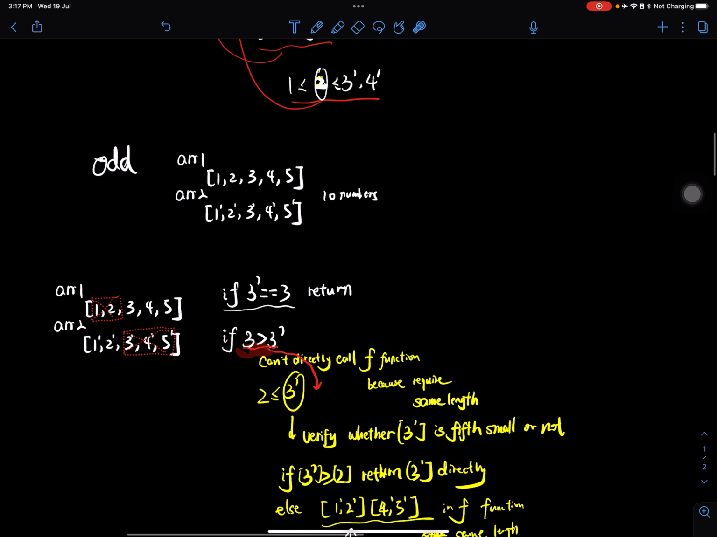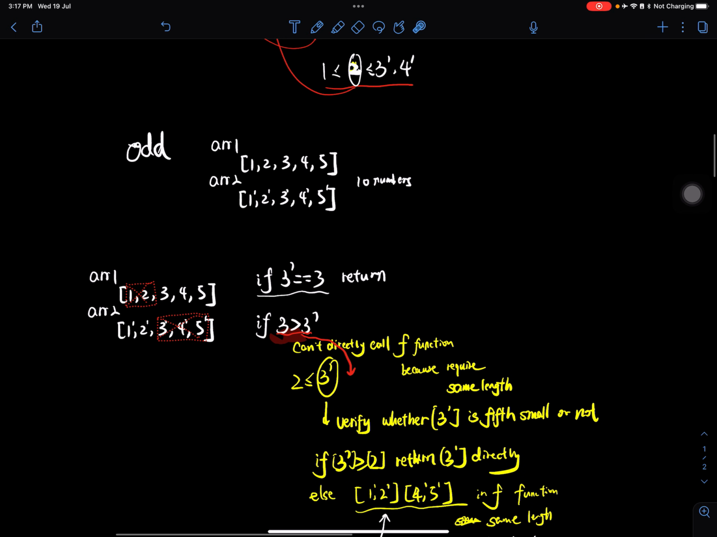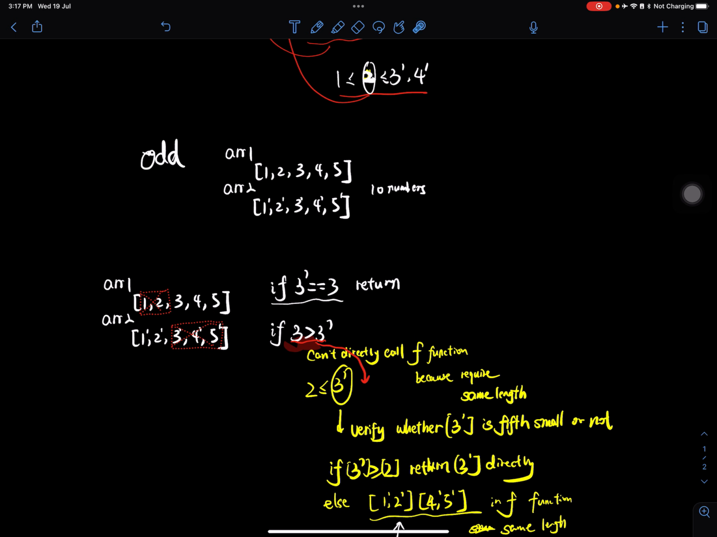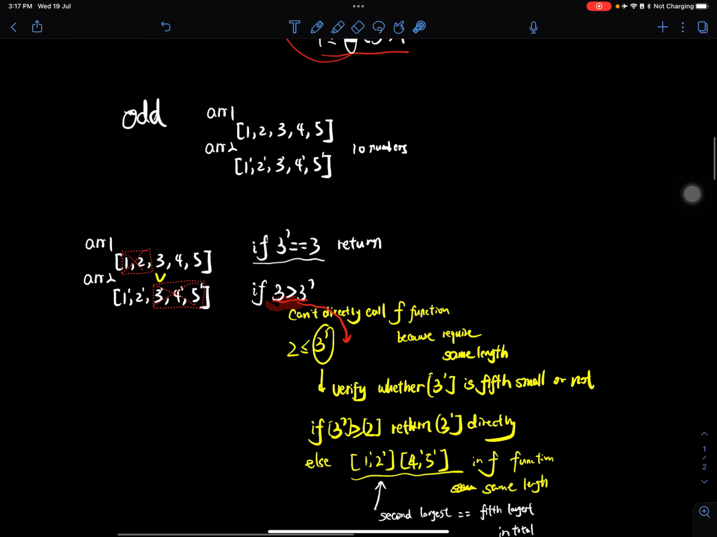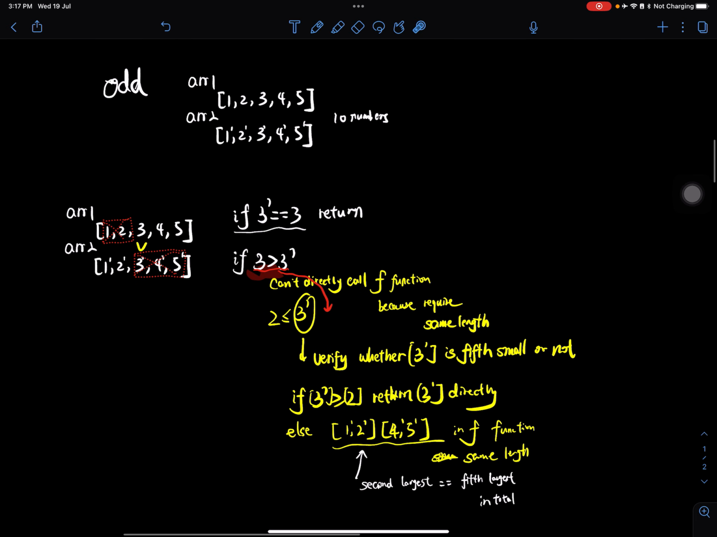Then how? In this case, what are we going to do? Firstly, we apply the same logic so we can exclude part of array 1 in this condition that 3 is greater than 3 prime, then you can exclude this part, applying the same logic. This part won't be in the potential array. So the potential arrays are this and this. But these two potential arrays cannot be combined directly because we cannot call the f function, as it requires the same length.